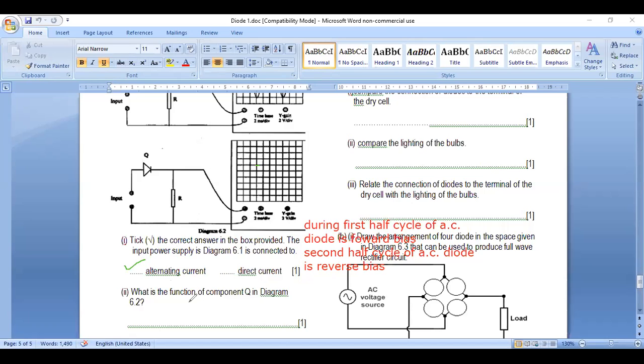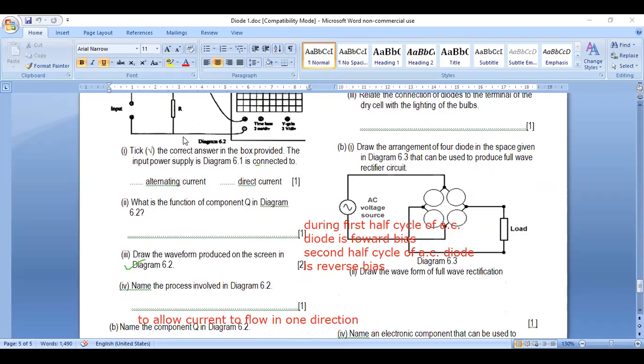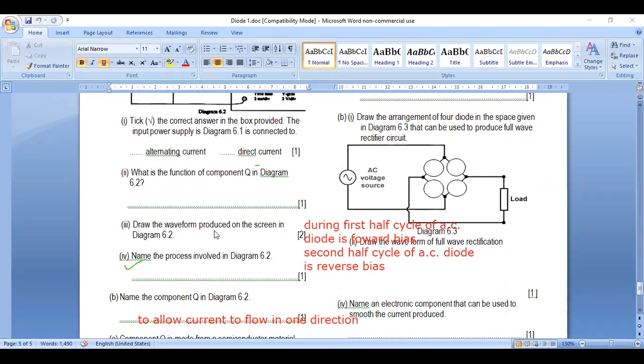So what is the function of component Q? Tusha, good morning. What is the function of component Q? To allow current to flow in one direction. Or you can say to convert AC to DC also can. Now, draw the waveform produced on the screen.